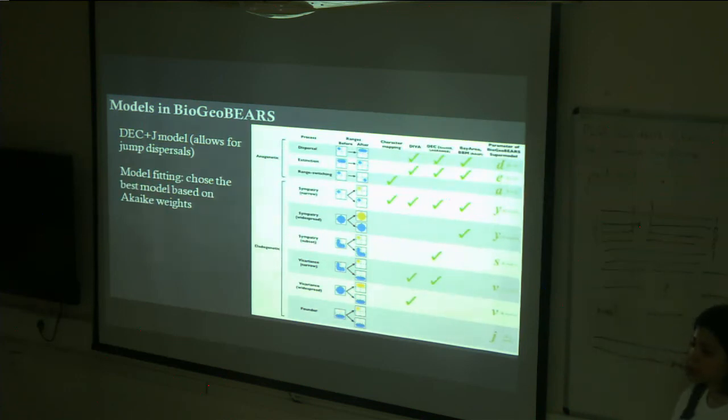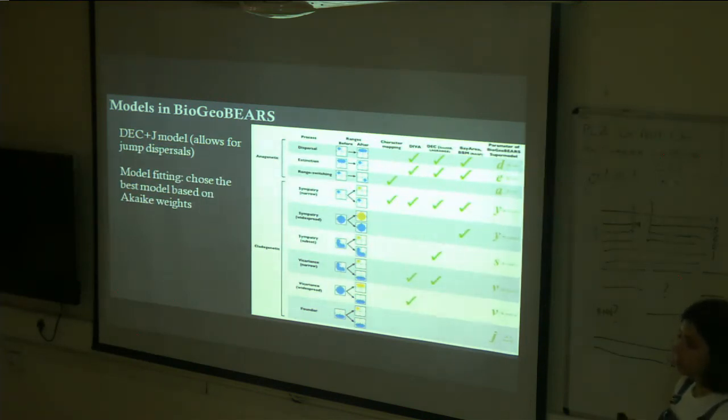And how can you compare 2 models which don't have the same number of parameters? Like DEC is 3 parameters, but if you add plus J, it's 1 more. So obviously, 1 more and not equally weighted. So if you compare just the AIC values, you're always going to pick J as the better model. And that is wrong. We agree.